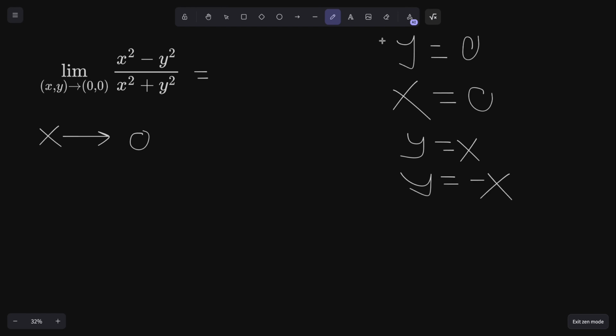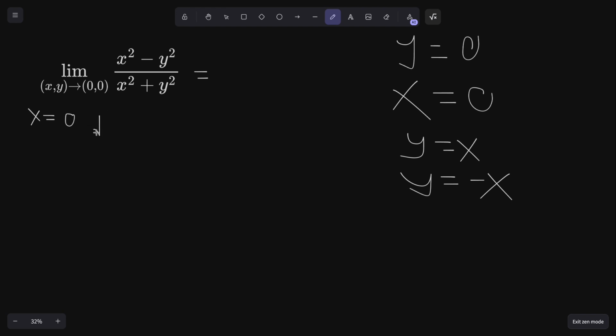The reason why you use these main methods is because they're simple. If you're approaching along, in this case, x is equal to 0, then all you have to do is substitute all the x values here with 0. Or if you're approaching along y is equal to 0, just substitute all the values here. It's really easy to deal with. So let's approach along the line x is equal to 0.